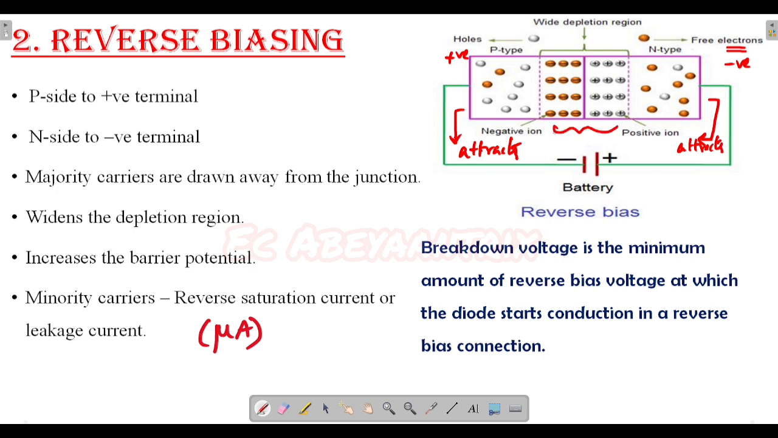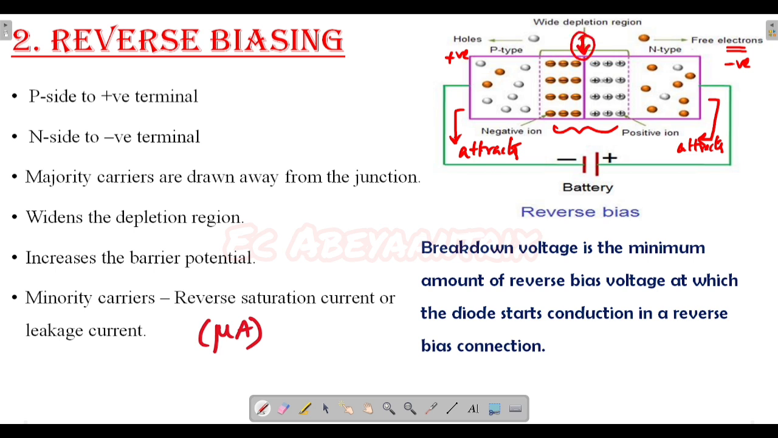And as a result, the width of the depletion region or space charge region or PN junction is increased, and the immobile charge carriers increase. What is the purpose of those immobile charge carriers? They prevent the mobile charge carriers from moving across the junction. And as a result, the minority carriers will move across the junction, right?